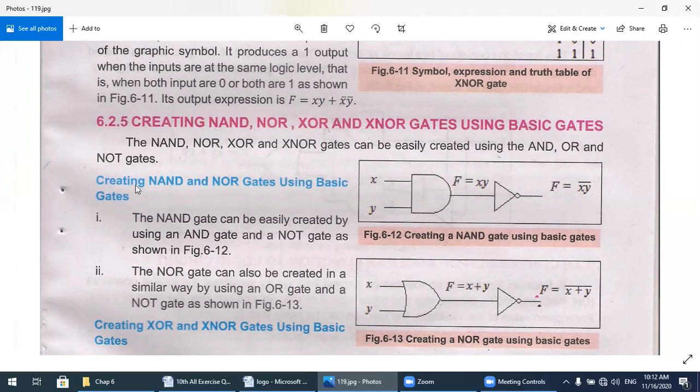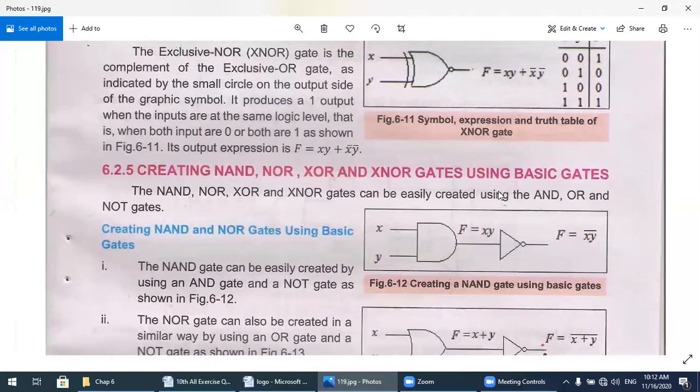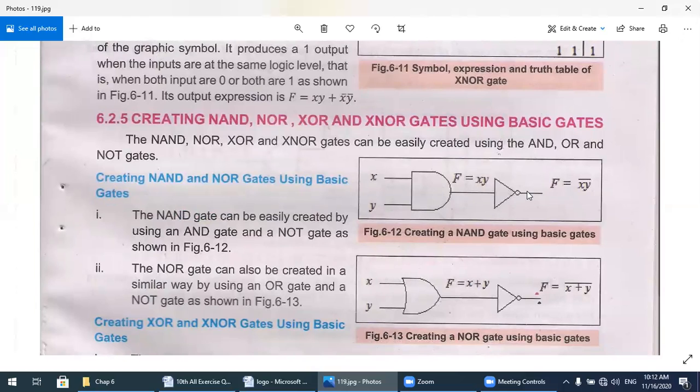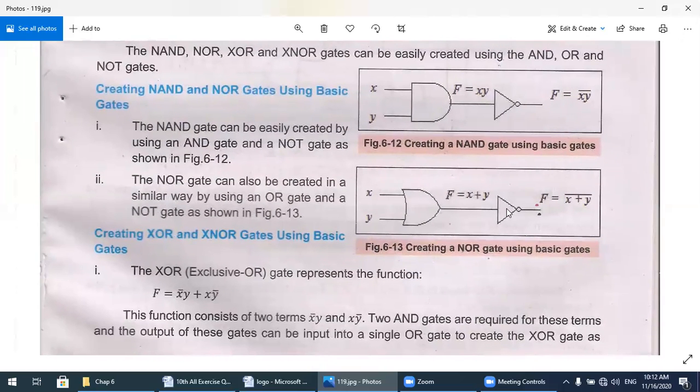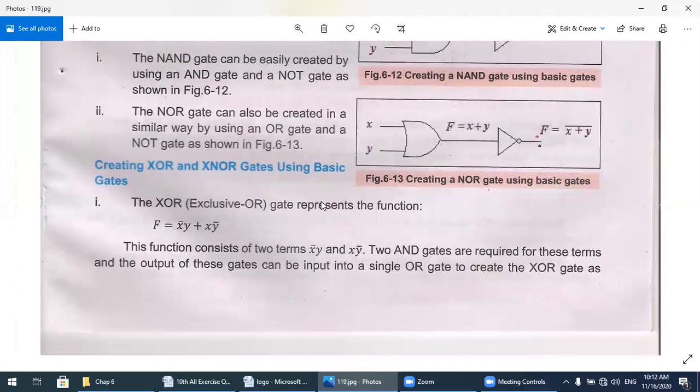First, we are going to create the NAND gate. As I told you, it is NOT AND. The NAND gate can be easily created by using an AND gate and a NOT gate as shown. Watch here, there is an AND gate and there is a NOT gate. So simply you can write the D shape and a small circle over there. So they are making the NAND gate. Similarly, to create the NOR gate, an OR gate and a NOT gate make the NOR gate. Next, creating exclusive OR and exclusive NOR gates using basic gates.